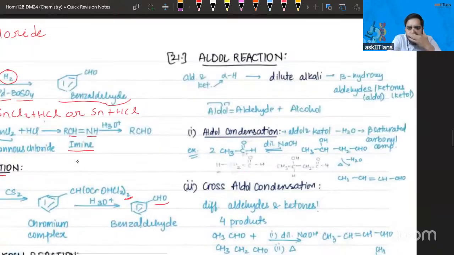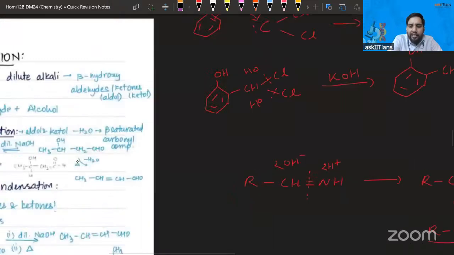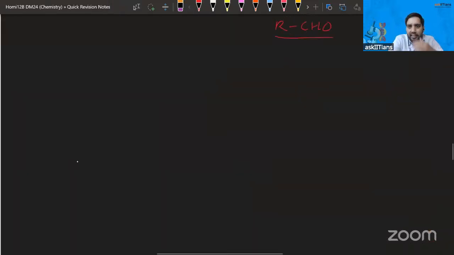The next reaction is the aldol reaction. To understand it, we have the conditions for the aldol reaction. The first condition is that there must be the presence of alpha hydrogen on the carbonyl carbon. What is the carbonyl carbon? This C=O is known as the carbonyl carbon.